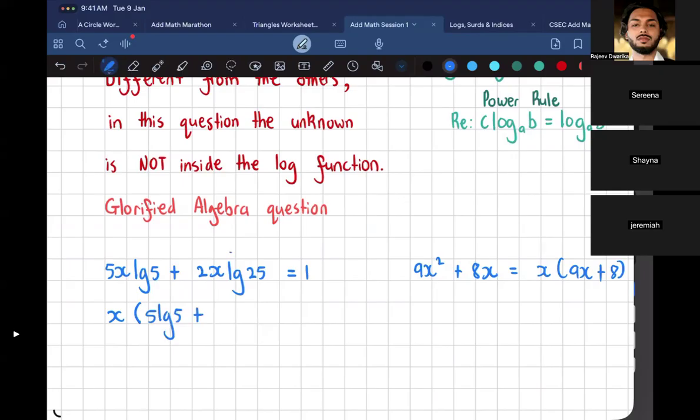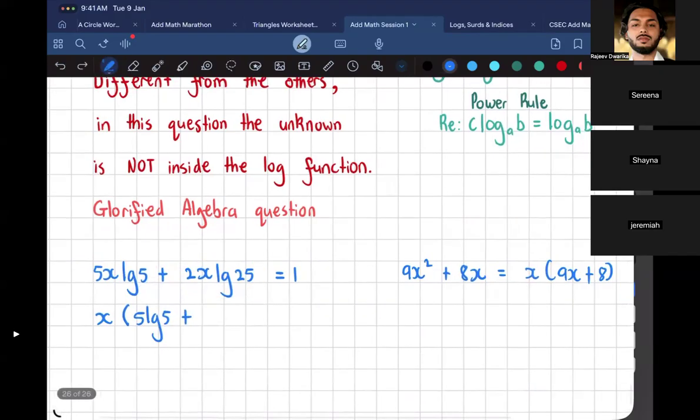And if I pull out the x from this, what would I write? X open brackets 2 log 25. So I'm just going to write 2 log 25, right? Oh, right, yeah. And that'll be equal to 1.